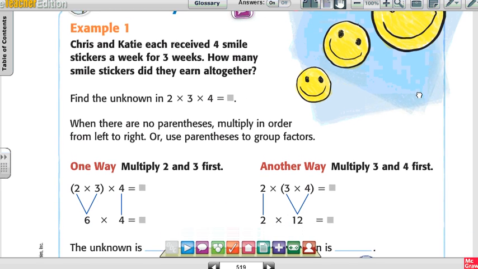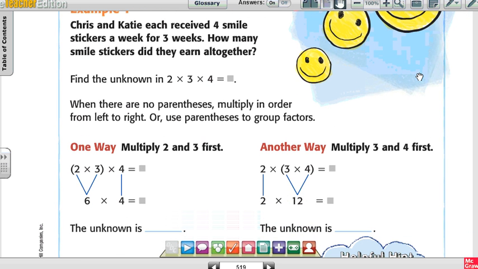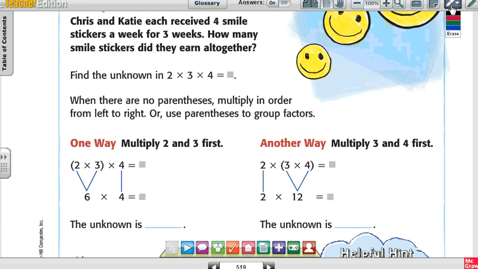Now look at the example that they have. It says Chris and Katie each received 4 smile stickers a week for 3 weeks. How many smile stickers did they earn together? Well, find the unknown. So we have Katie and Chris. That's 2 people right there. 2 people times 3, because they received smiles a week for 3 weeks, and then times 4 again. Does it matter which ones they multiply first? No. So they have 2 times 3 times 4.